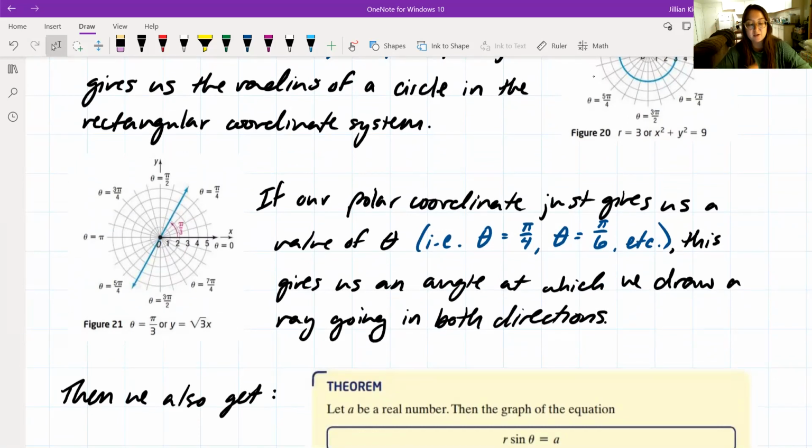When you do draw your straight line for your angle, you'll graph the line just as you would any other time. You want to find where that angle is on your polar coordinate system, draw out your line, and it goes in both directions at that point.